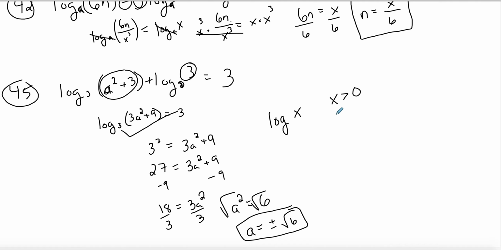And this also implies that x cannot be 0. You're not going to have an exponent that turns a number into a 0. So it can't be negative, it can't be 0. So make sure you're double checking that when you check your answers.